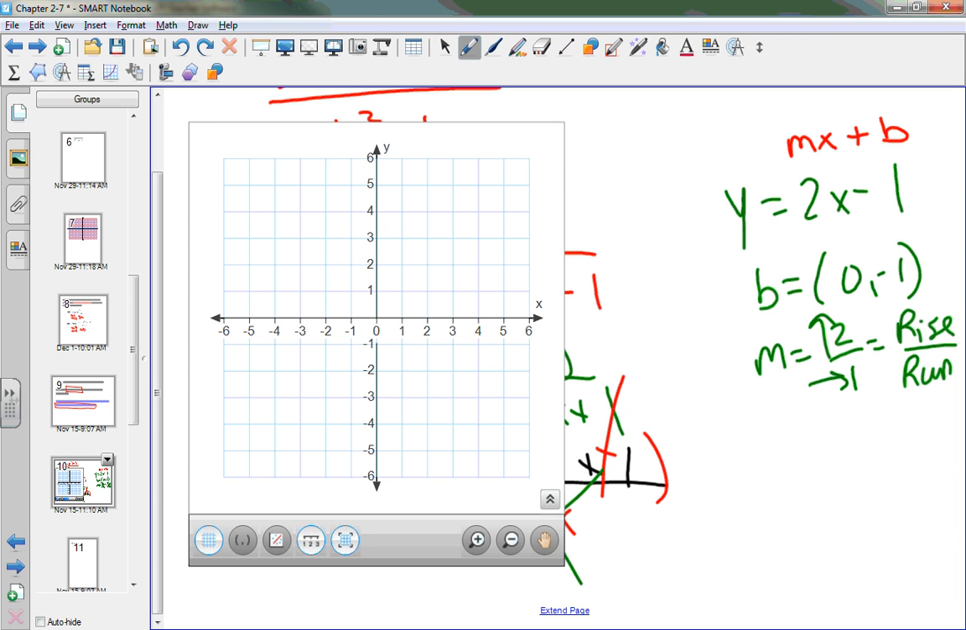Mx plus b. Okay? So I would start at 0, negative 1, and from there I would go up 2 units and to the right 1. Up 2 units to the right 1. There's your line. That would be your slant asymptote, but you would make that a dashed line. Do you understand that?